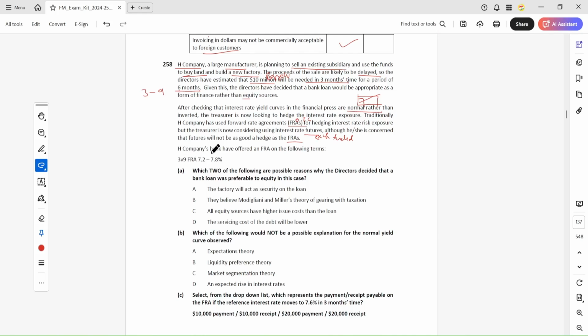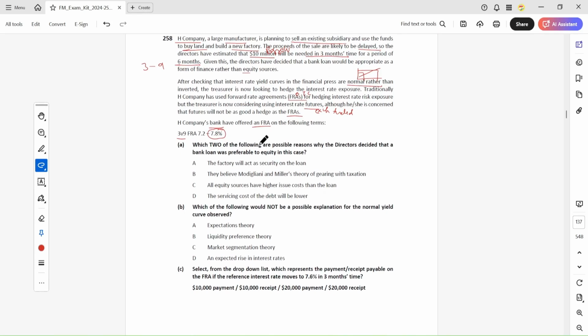Okay, so each company's bank has offered an FRA on the following terms: 3 to 1, and we are borrowing, so we will borrow at the higher rate. The bank will give a higher rate for borrowing but a lower rate for investing. Which of the following are possible reasons why directors decided that a bank loan is preferable to equity? Why is a bank loan preferable to equity?